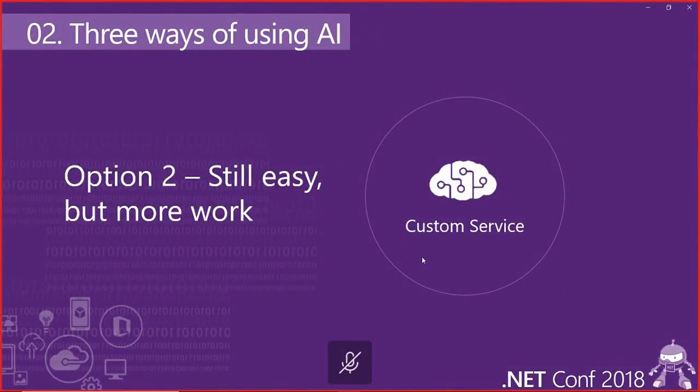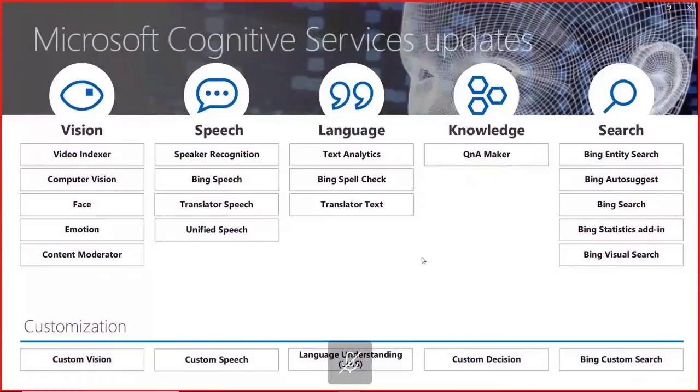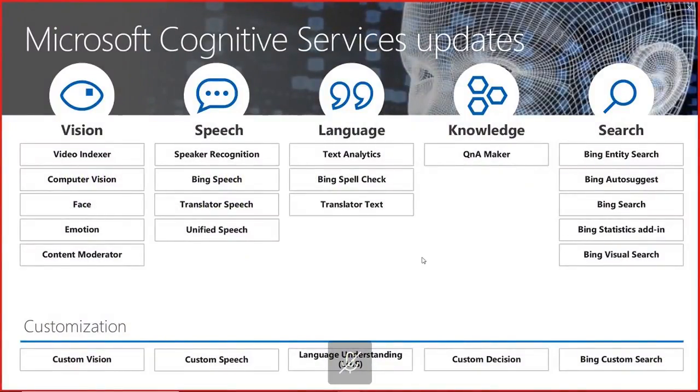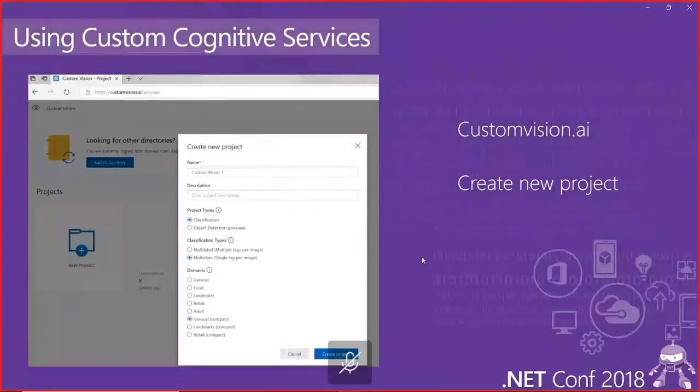The second way is still easy, but takes some more work. Announced in 2018, we have Custom Cognitive Services. This means we are given the ability to customize general services to our specific domain. What does this mean? For example, for vision, we can take a set of our pictures so that it can recognize me, my colleagues, my family. So it's a customization of the service. How to do that? It's really simple.